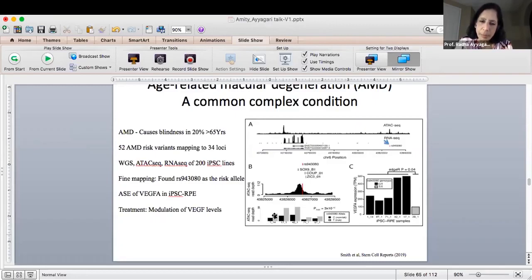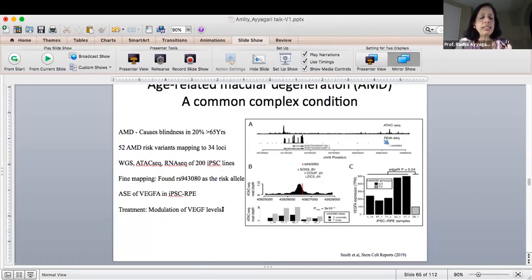So when we studied the ATAC profile, what you are seeing in gray is the risk allele, and this is the wild type allele. You can see the higher ATAC depth in the wild type. We also studied the expression of this gene. Here, this is the patient cell line, iPSC differentiated RPE with AMD. With the risk allele, you can see very low expression of the VEGF gene. Alteration in VEGF expression is associated with age-related macular degeneration.